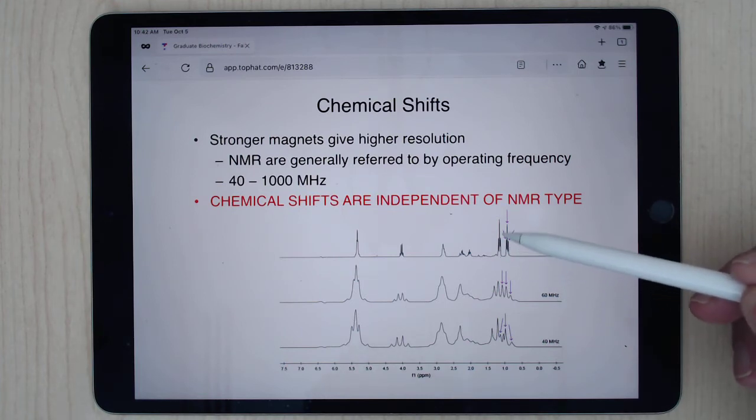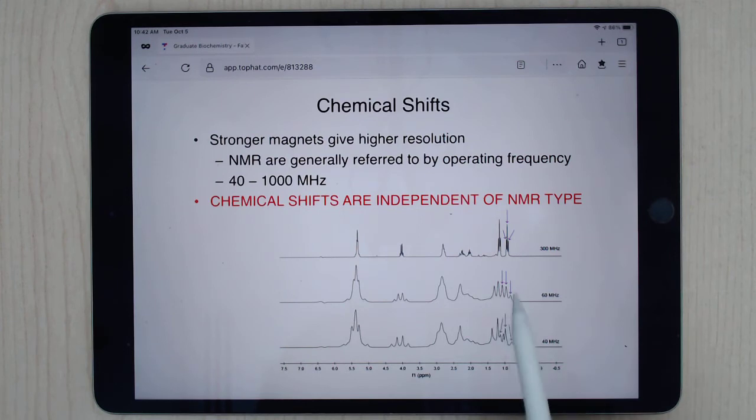Okay, the difference, however, is when you compare a 300 to, say, a 60 megahertz. Notice how there's a lot finer detail. In this one, these peaks are all smashed together, but on the 300, you see these two distinct sets of signals. This is why you pay the extra money, to get this resolution and see the fine detail. And we'll talk about why that's important in a minute.